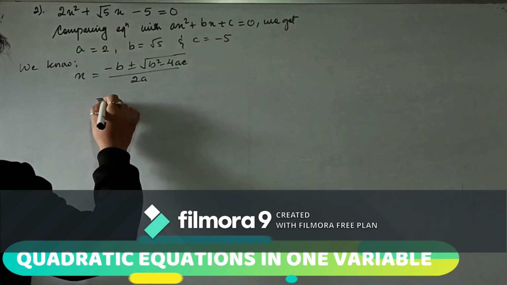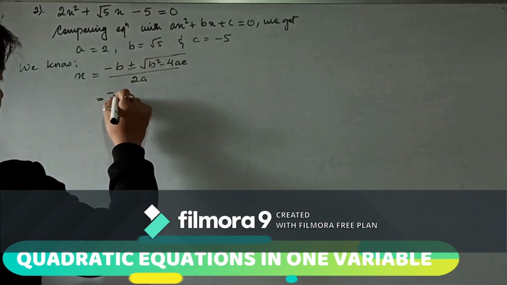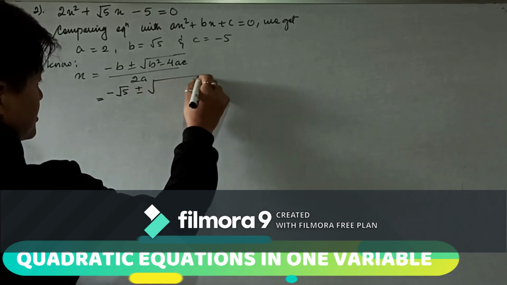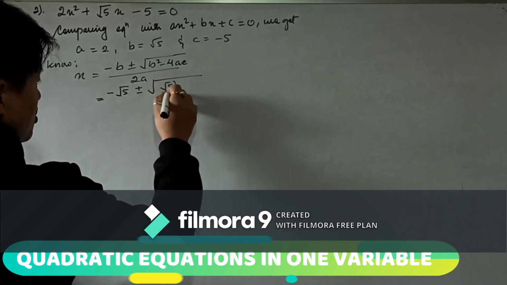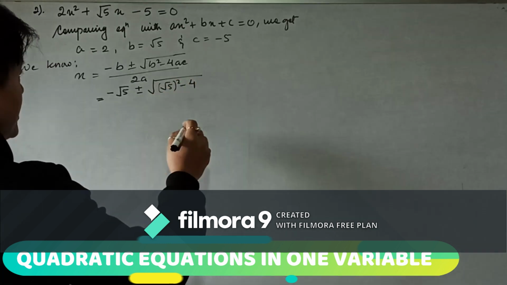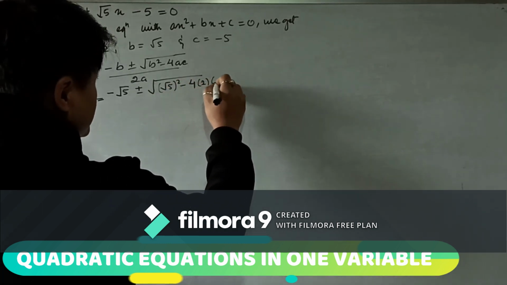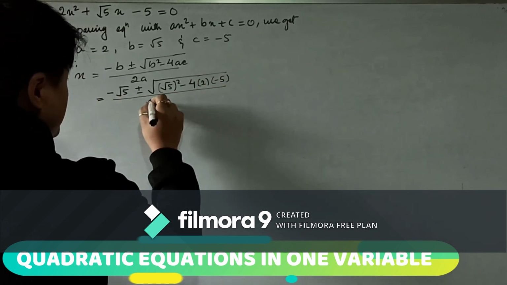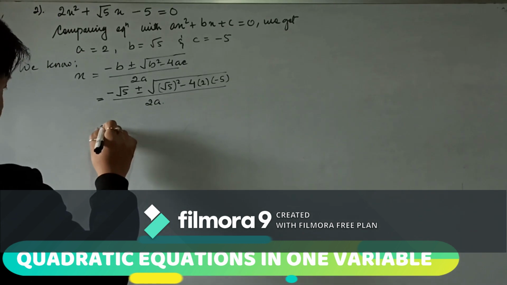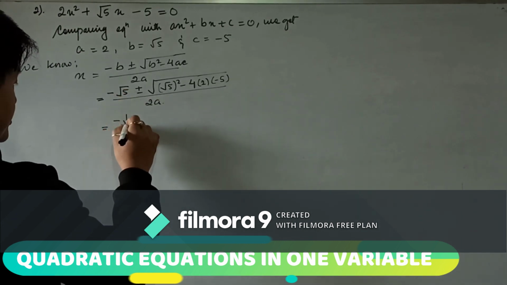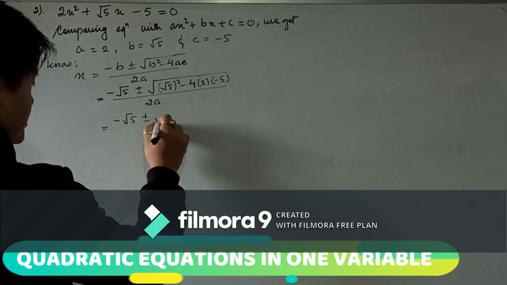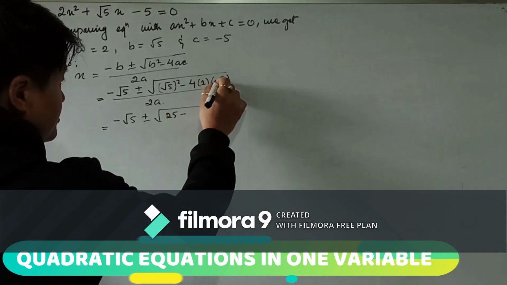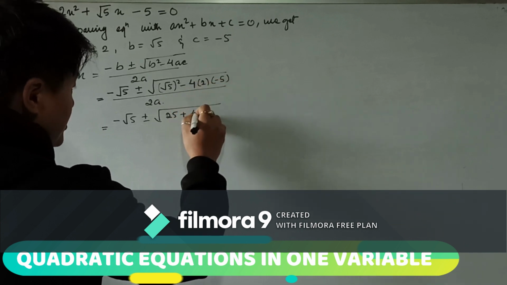So this is equals to minus b is here root under 5, minus root 5 plus minus root 5 whole square minus 4. A is here 2, C is here minus 5. Okay, whole divided by 2a. This will write minus root 5 only, plus minus, this is here 5 square is 25, minus into minus plus 5. 4 5 are 20, 2 2 are 40.